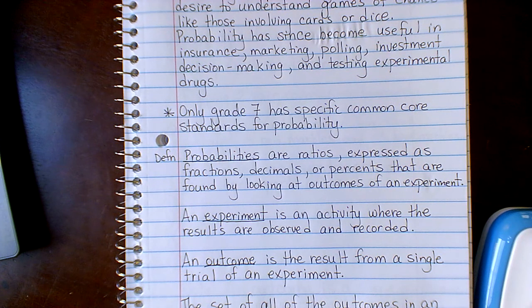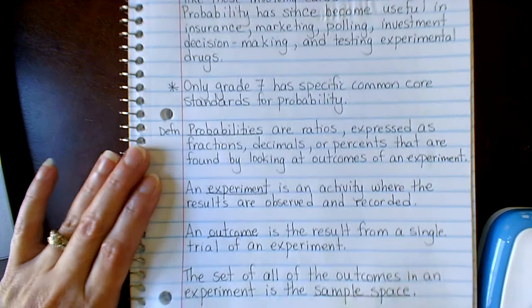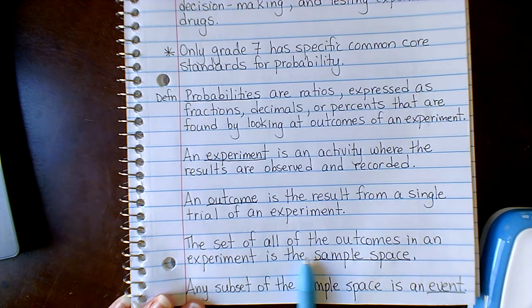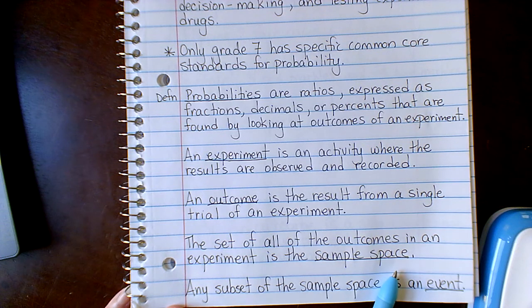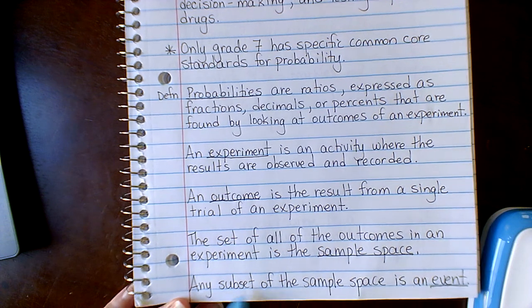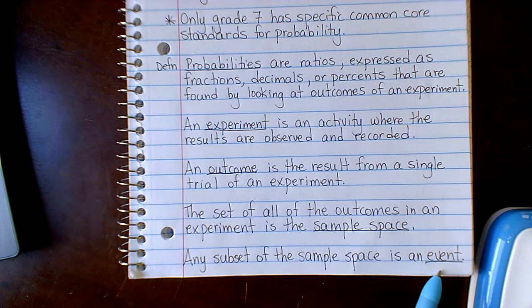An outcome is the result from a single trial of an experiment. Okay, so an experiment gives you outcomes, these results or these outcomes. The set of all of these outcomes in an experiment is called the sample space. And then any subset of the sample space is called an event.